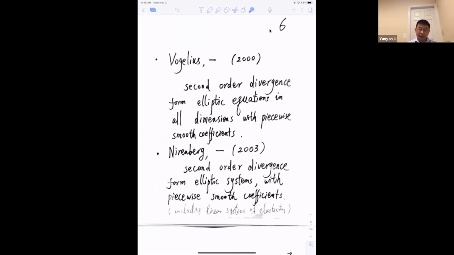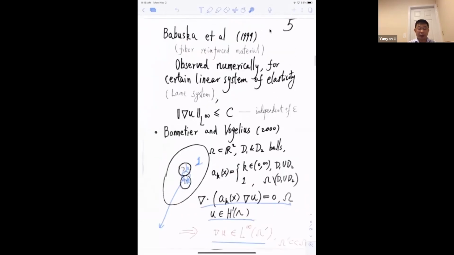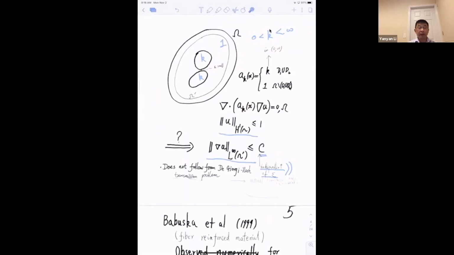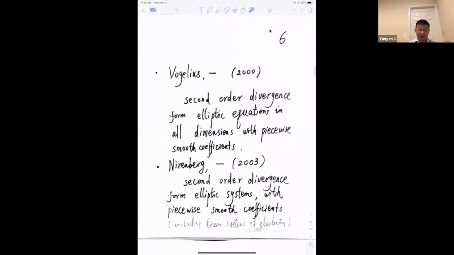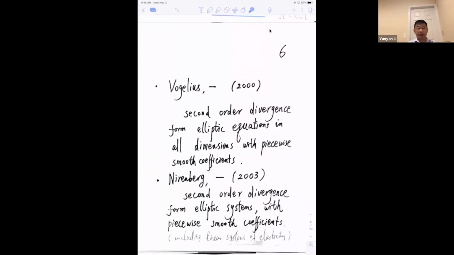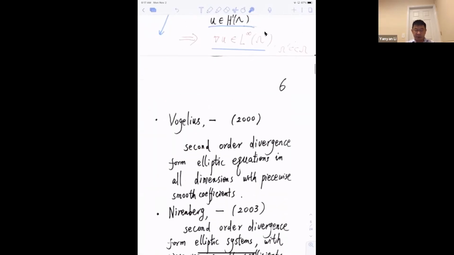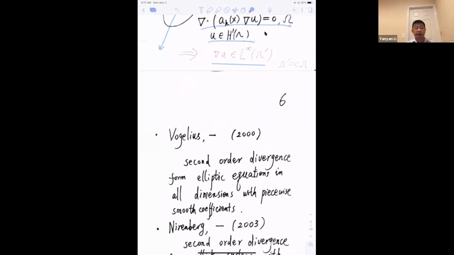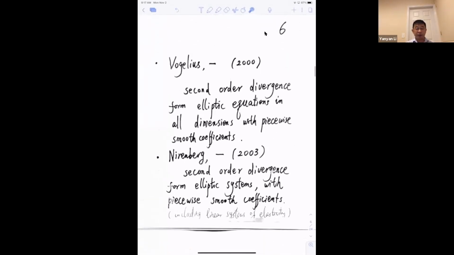Namely, if we look at second order divergence form elliptic equations in all dimensions with piecewise smooth coefficients, with domain geometry like what we described before, piecewise smooth up to the boundary, and elliptic, in divergence form, then indeed the gradient u is bounded, independent of the distance epsilon. And when they are touching, gradient u is in L infinity. Our starting point is De Giorgi-Nash, so it did use the elliptic equation. It didn't work for linear systems of elasticity like the Lamé system.